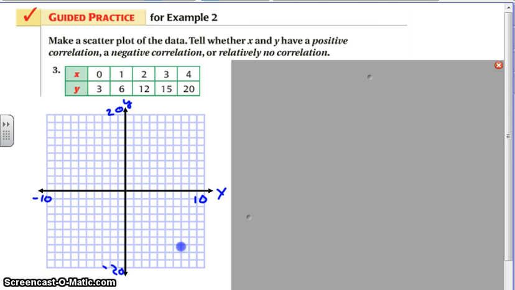0 is at 3. So I've got to keep track of my scale on the x is different than on the y, right? 1 is at 2, 4, 6. 2 is at 2, 4, 6, 8, 10, 12. 3 is at 2, 4, 6, 8, 10, 12, 14, and halfway, 15. And 4 is all the way up to 20. So there we can say positive correlation.